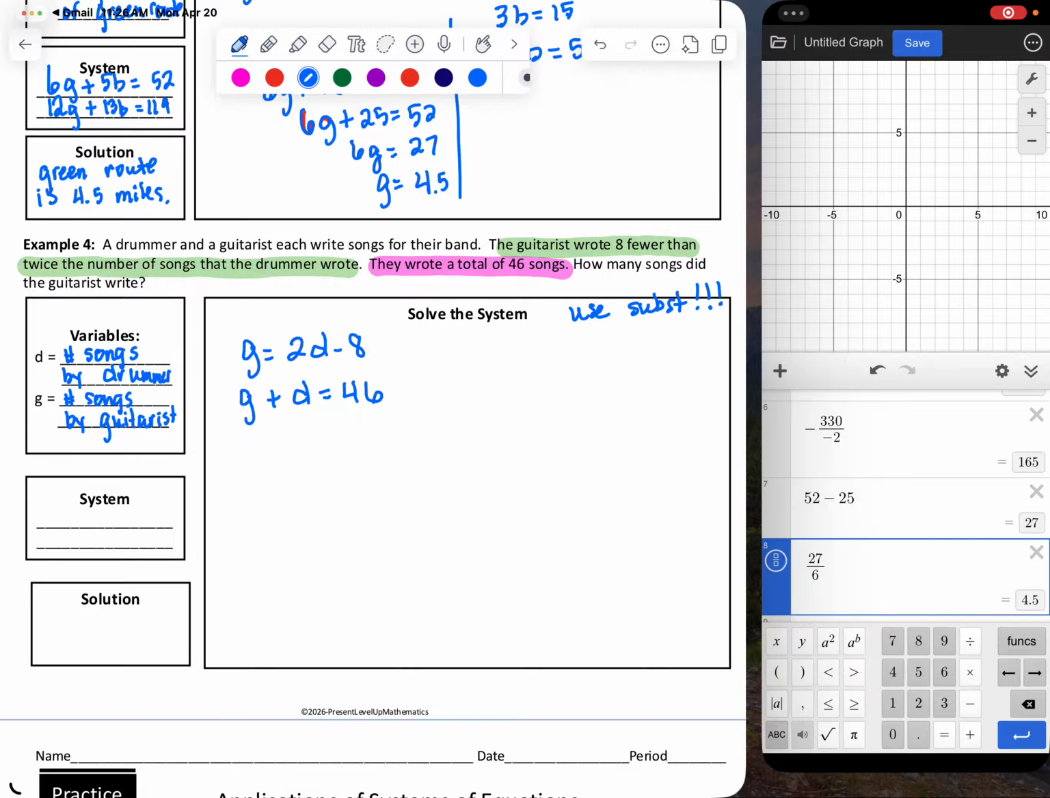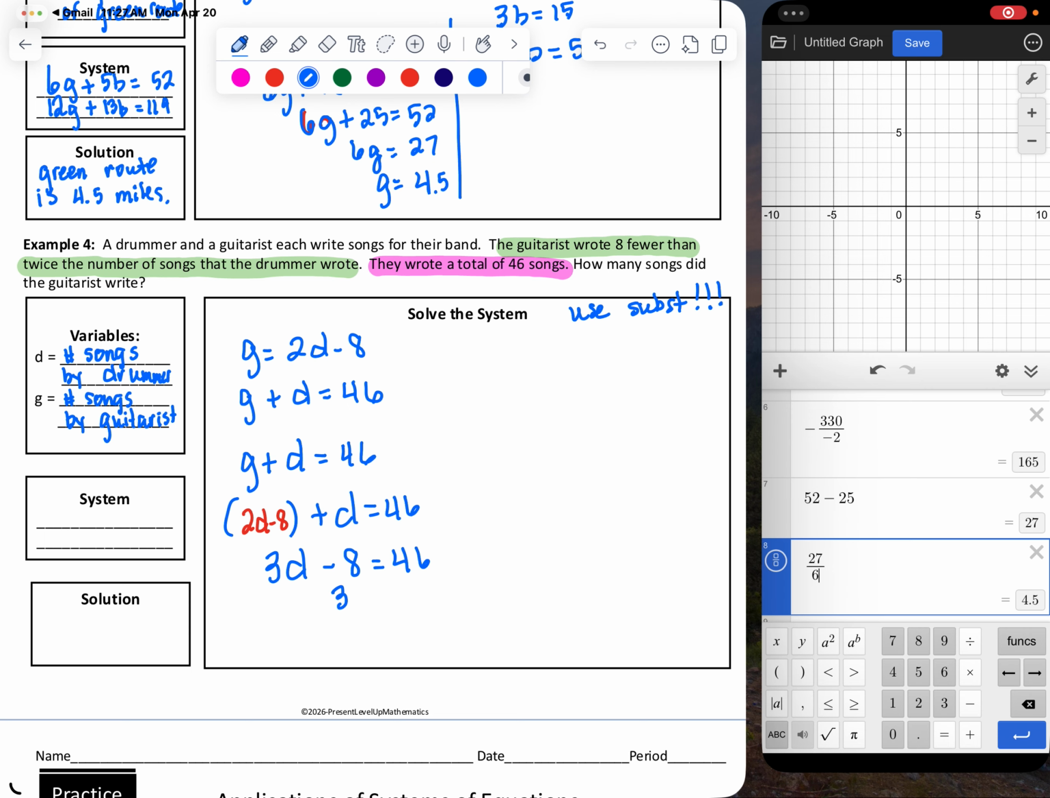I'm going to take my second equation, G plus D equals 46, and I'm going to replace the G with the expression 2D minus 8. So blank plus D equals 46. And I'm going to plug in the expression 2D minus 8. Now we're going to solve this for D. So we'll combine like terms. 2D plus 1D is 3D minus 8 equals 46.